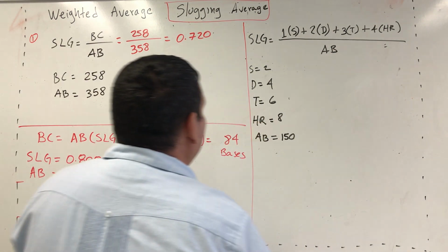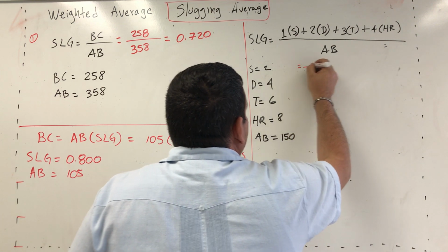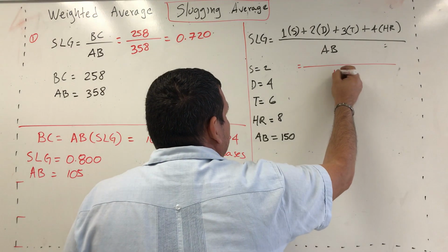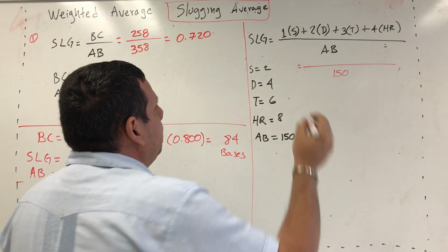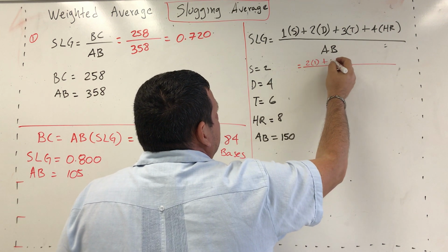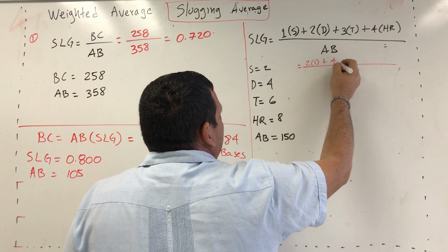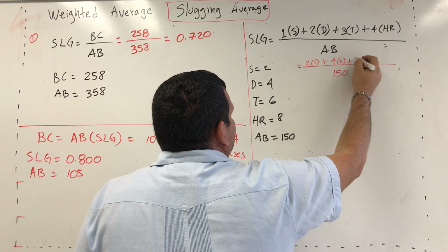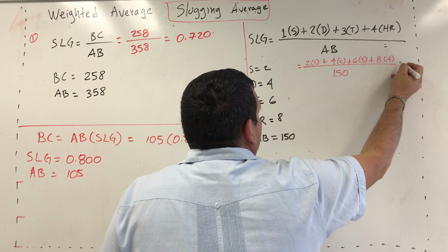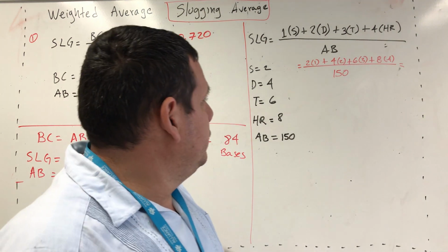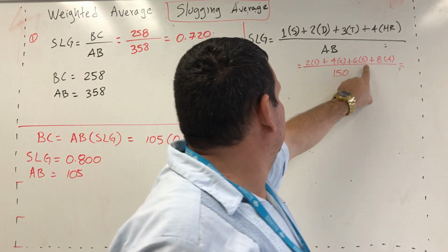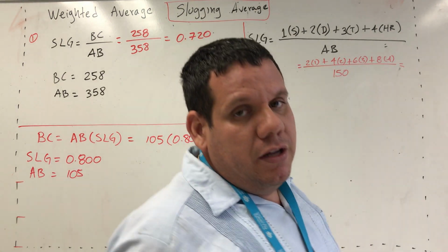Okay, let's follow the formula: slugging average equals, we have 150 at bat, and we have 2 times 1 plus 4 times 2 plus 6 times 3 plus 8 times 4. Okay, so you can see 1 is because of the singles, 2 is because of the doubles, 3 is because of the triples, and 4 is because of the home runs.